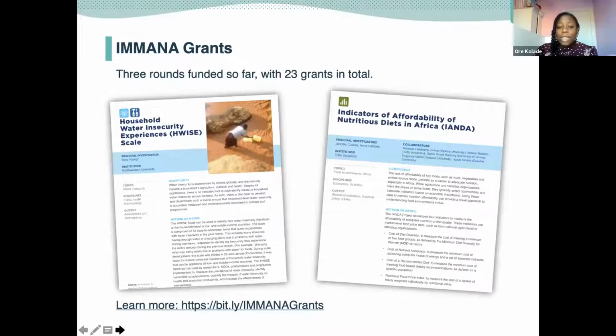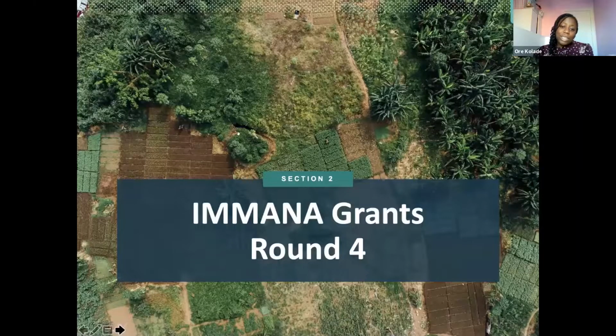So far, we've funded 23 grants over 3 rounds, and this is the 4th and final round of the awards program. This has just been a quick whistle-stop tour of IMMANA. So if you want more details about the IMMANA program overall, about the grants we've funded so far, about the impact that we've made, please visit our website for more details. I'll now hand over to Sunitha, who will talk about the IMMANA round 4 grant priorities and the selection criteria.